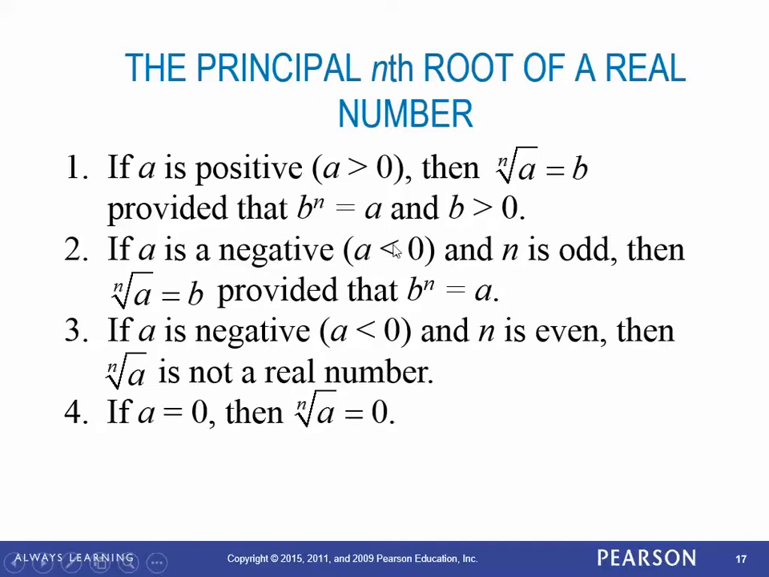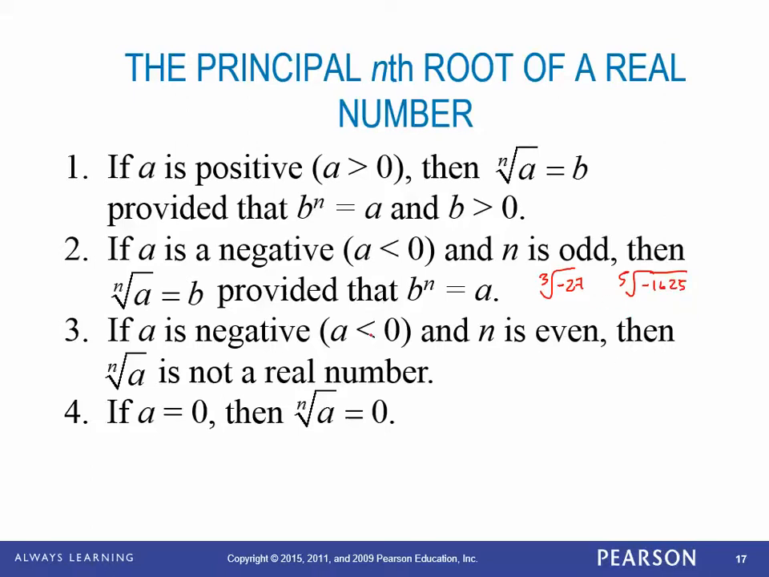So if a is negative, and n is odd only, if n is odd, then the nth root of a is equal to b, as long as b to the n is equal to a. So this just means that if you have something like the cube root of something, or the fifth root of something, even if it's a negative or a positive, I'm just going to put a random number in here, 1625, I can still get answers here.